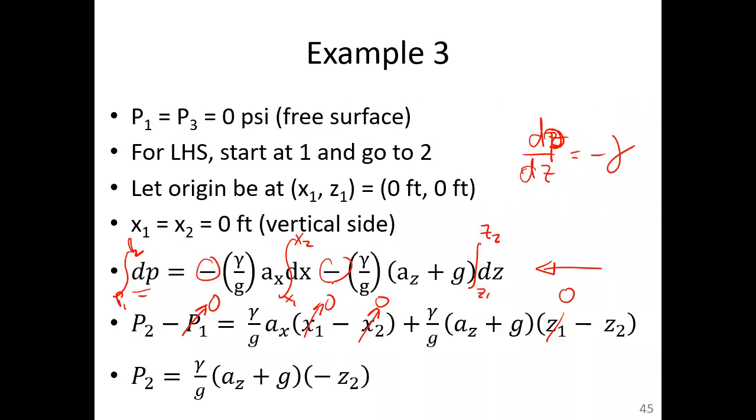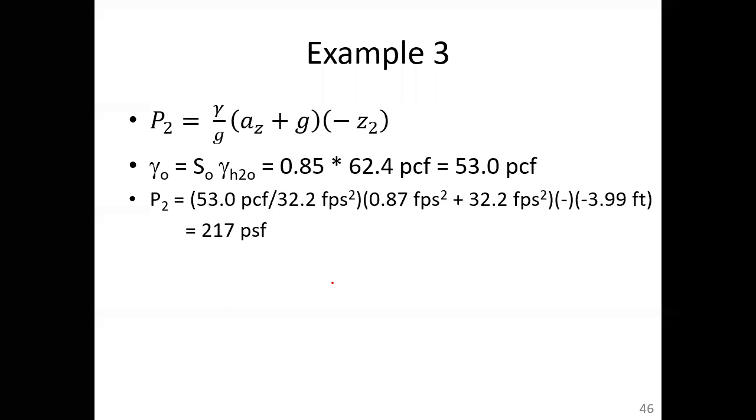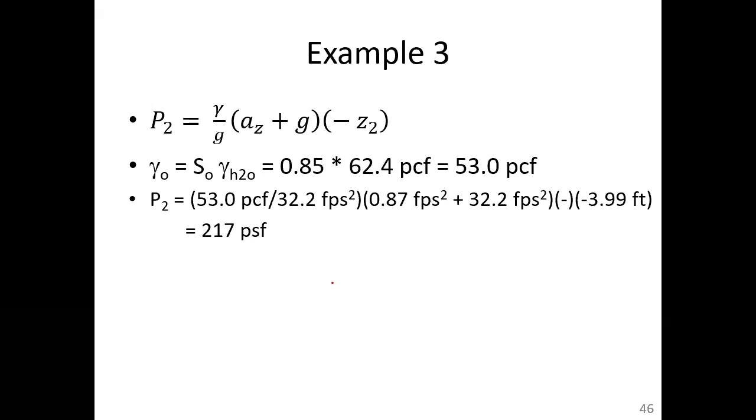Okay, so this last equation on this slide is the first equation on the next slide. Specific weight of oil is specific gravity of oil times the specific weight of water. We were given that the specific gravity of the oil is 0.85. Specific weight of water is 62.4 pounds per cubic foot, and that gives us a specific weight of the oil of 53 pounds per cubic foot.